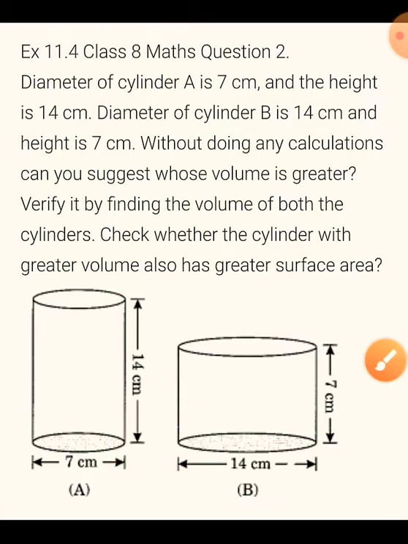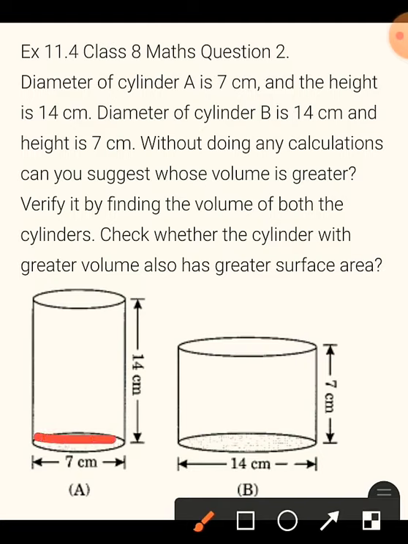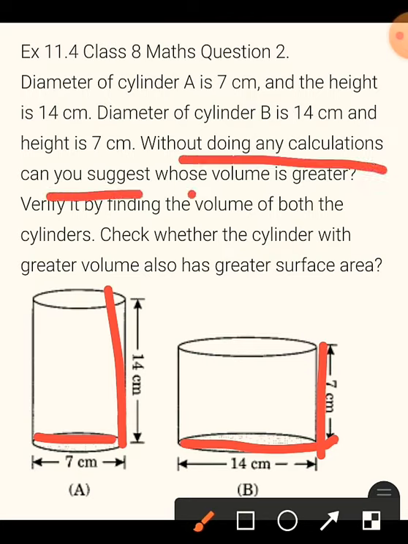According to the question, here the diameter is given 7 and the height is given 14, and here they have exchanged the measurements. So now the diameter is 14 and the height is 7. Without doing any calculations, can you suggest whose volume is greater? Will the volume of A be greater or the volume of B? First we need to guess, and then we have to verify by finding the volume of both the cylinders.